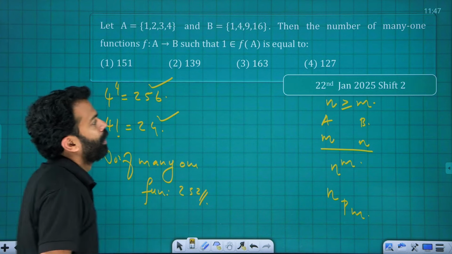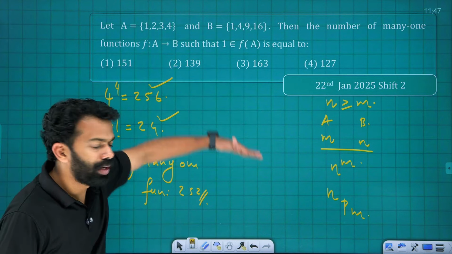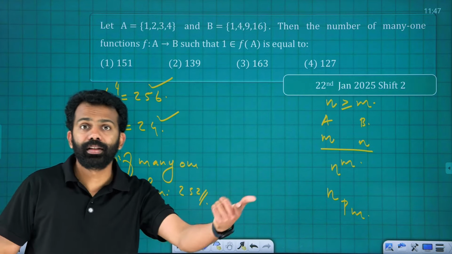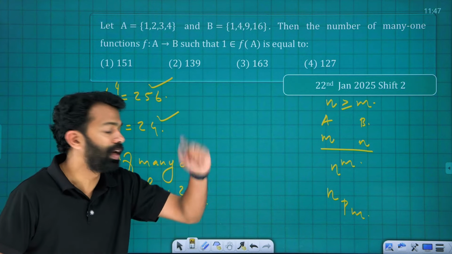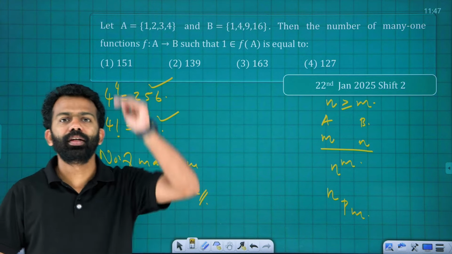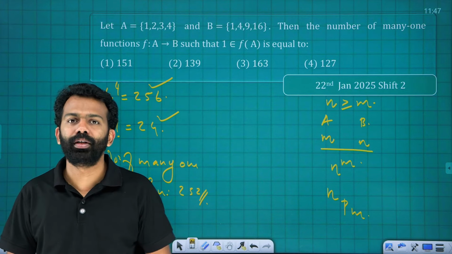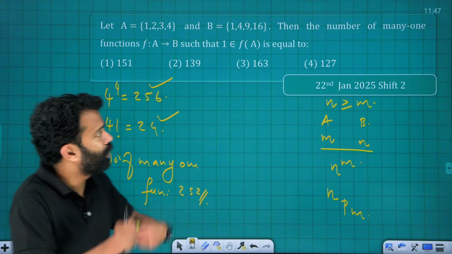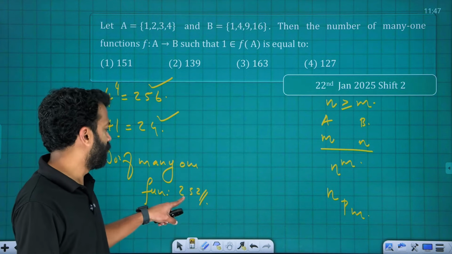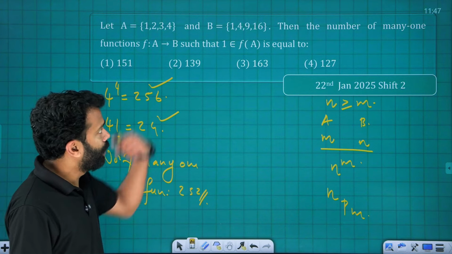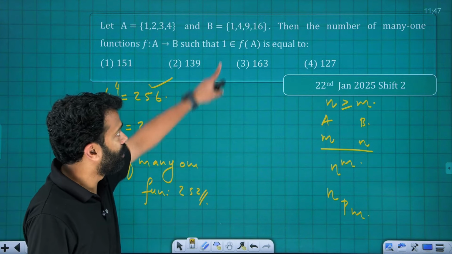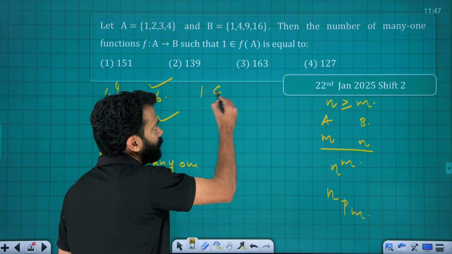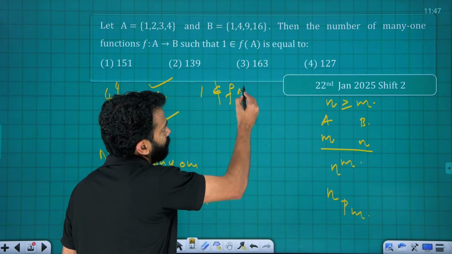So, if you write those 232 many one functions one after the other, some of them will have element 1 in the range. In the range, the function will have element 1 in it. We need to find the number of those functions. How are you going to formulate this? I think it's better to find this using the complement technique. So, this many many one functions are there. Now we are going to find the number of many one functions where 1 is not an element of f of A.